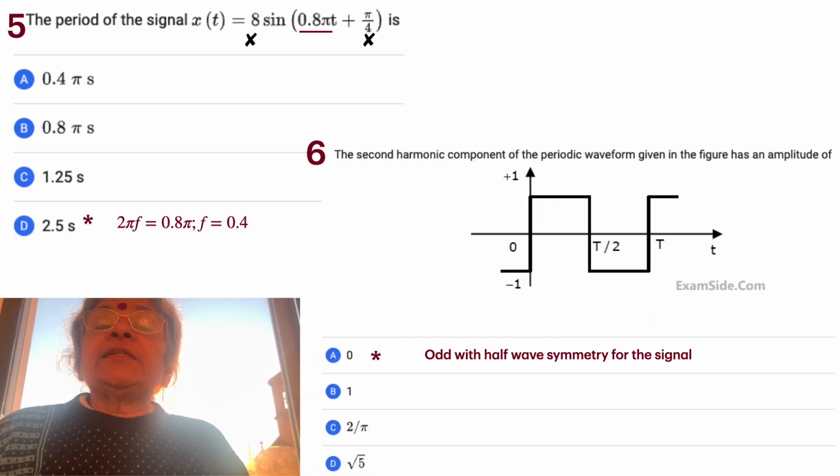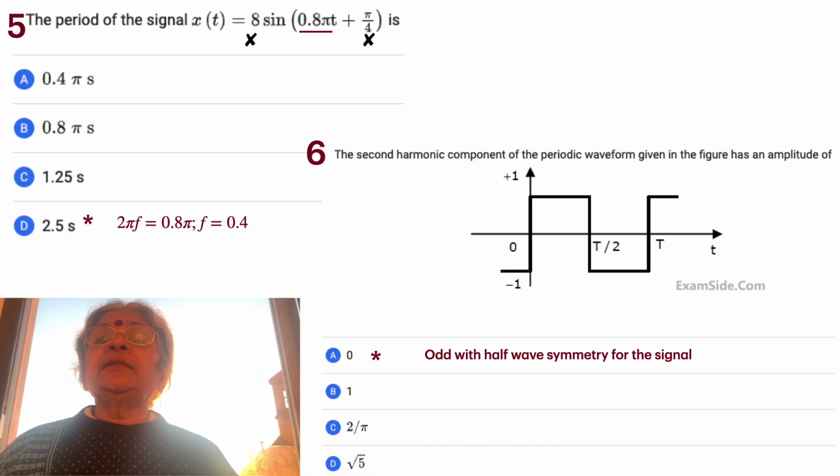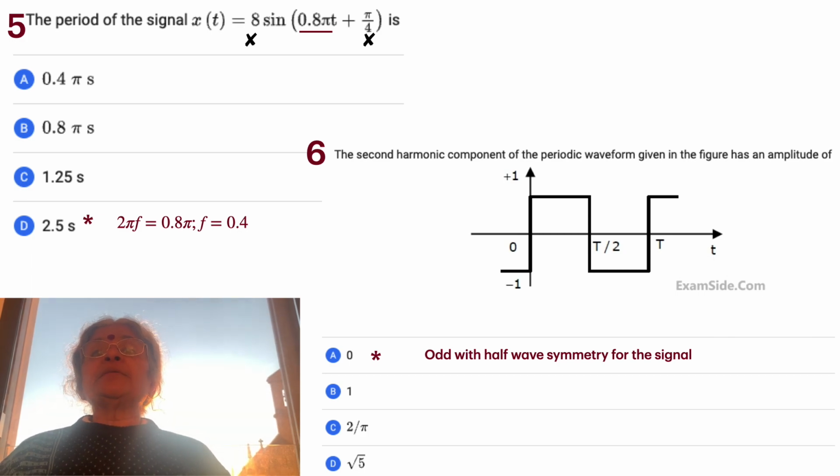Okay, moving on to the fifth problem. The signal x(t) is equal to 8 sin(0.8 pi t plus pi by 4). So what are the components that we need to look at? One is of course the 8, because for the period, 8 does not matter. Similarly, pi by 4 does not matter. Now the period comes from 0.8 pi, because that is the coefficient of t, which gives us omega. So 0.8 pi is omega, which is equal to 2 pi f. So you can find f from it as equal to 0.4.